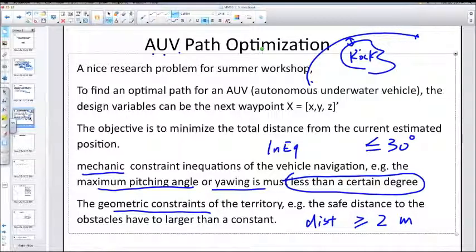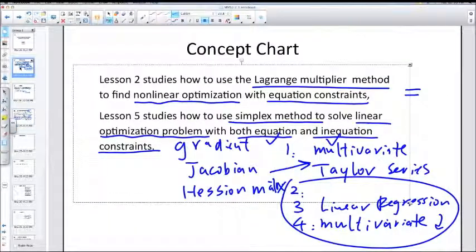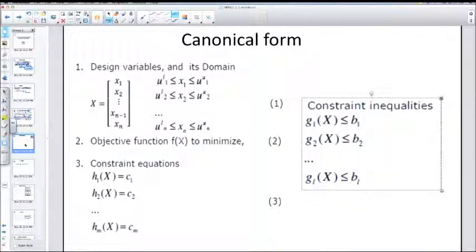Now, I hope you got the bigger picture. In lesson 2, you got the nonlinear part, but you don't have the inequality part. In lesson 5, you got both inequality and equation, but your functions have to be linear, meaning they're all first degree. But today, let's start from an example like this. Look at this example.